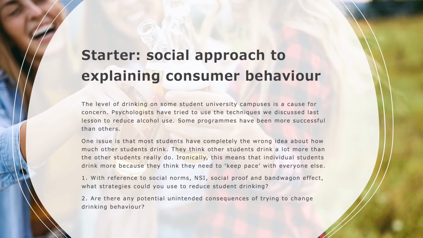So if not all students drink a lot, we're less likely to create normative social influence. So we're less likely to drink a lot in order to fit in and to not be rejected by the group. You could have also explained it in terms of social proof.